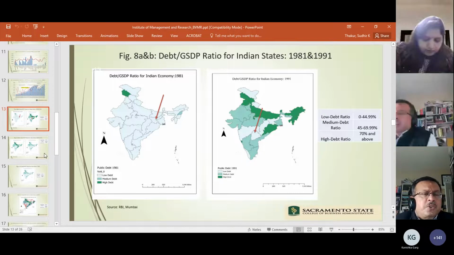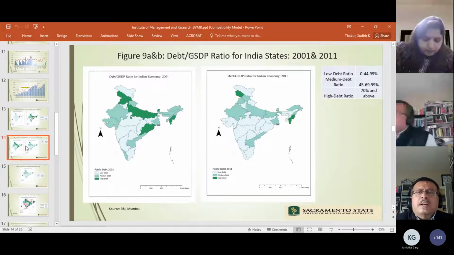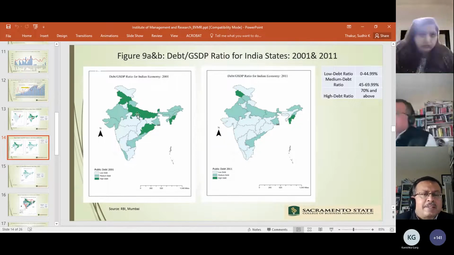And then we move on to the next set of maps, 2001 and 2011. In 2001, the pattern is quite similar. You have the high debts in the northern states, but you see that the states are kind of shifting position. They are picking up; some are improving, some are not so improving. The low debt states are now Maharashtra, and then you have Karnataka and Tamil Nadu moving from medium to low debt.